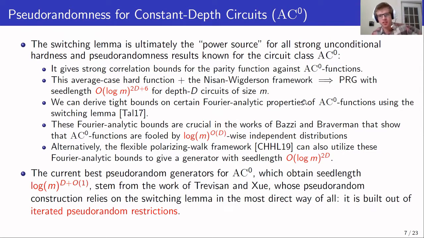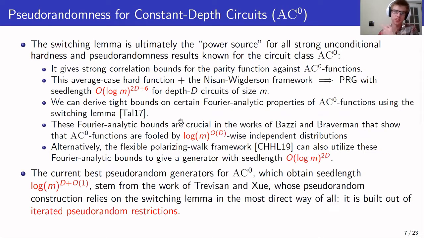Now this Nisan-Wigderson framework is generic and it can take any average case hard function, but ultimately the only average case hard functions we know that are very hard, at least for constant depth circuits, have hardness proved using the switching lemma. So ultimately the fact that this generator works, you can trace it back to the switching lemma. And then, alternatively, something else we can derive from the switching lemma is some Fourier analytic bounds on the properties of constant depth circuits.